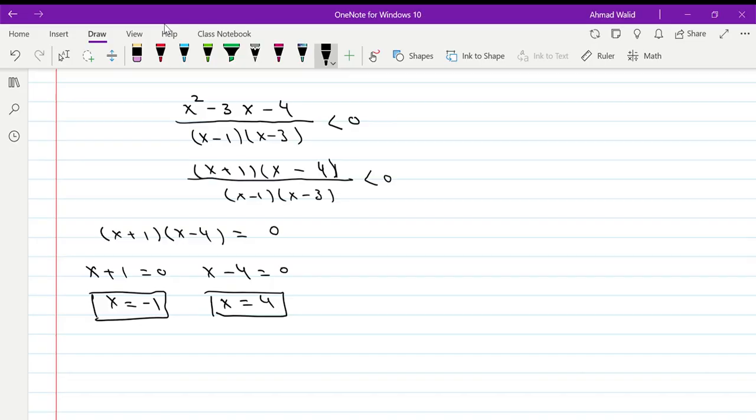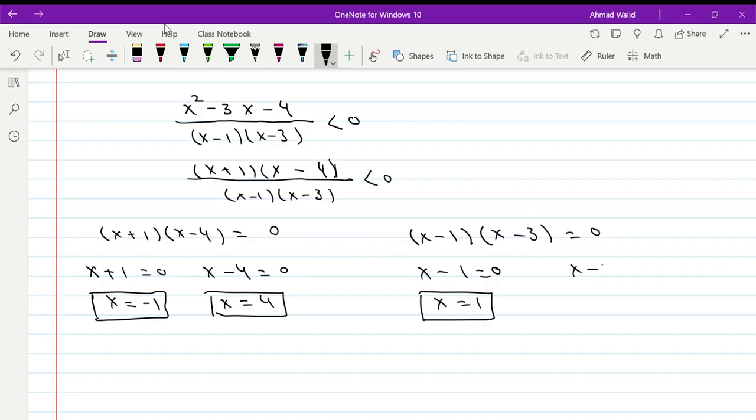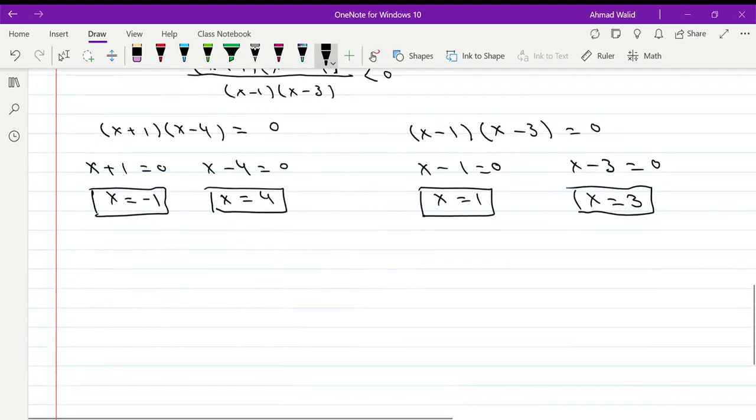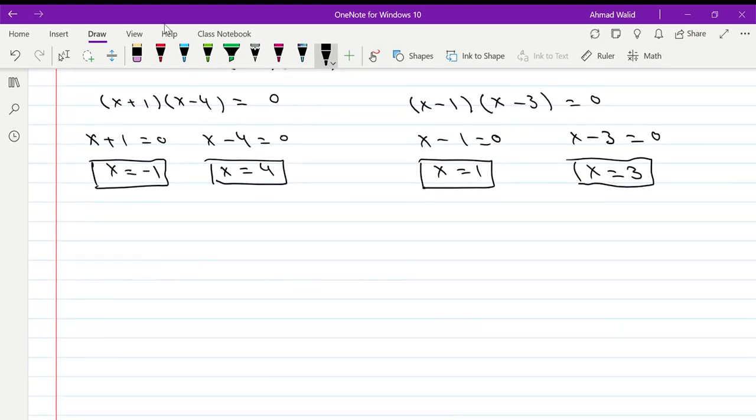Set the denominator equal to 0. x minus 1 times x minus 3 equals 0. From here, x minus 1 equals 0, and if you solve it, x equals 1, another key number. x minus 3 equals 0 means x equals 3, right? Another key number. Now create your sign table based on these 4 key numbers.